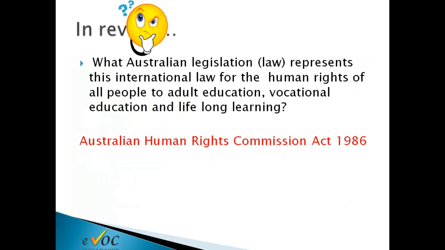You'll also have another question there. So in review, what Australian legislation, and legislation means law, what law here in Australia represents this international law for the human rights of people to adult education, vocational education and lifelong learning? And that one, the Australian law, is the Australian Human Rights Commission Act of 1986.